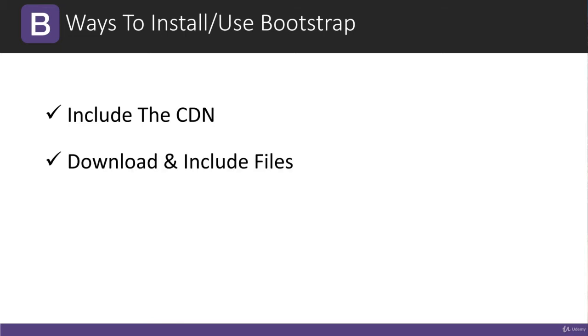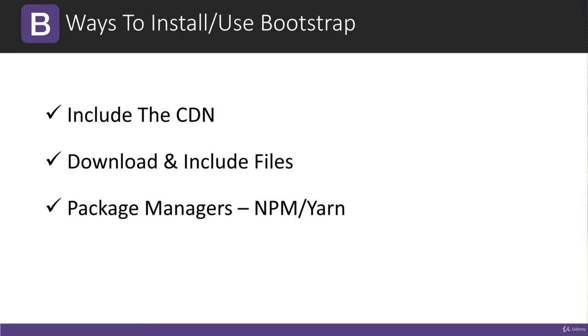You could also download the files from getbootstrap.com, but I wouldn't really suggest that over a CDN unless you're developing or running locally without an internet connection. And then finally, you can use a package manager like NPM, which is Node Package Manager, or something like Yarn. This is a little more complicated. You have to do it from the command line. This is a good choice for more advanced development where you want to compile your own versions, or you want to merge files together and do certain tasks like that. But we're going to stick to the CDN for the most part.